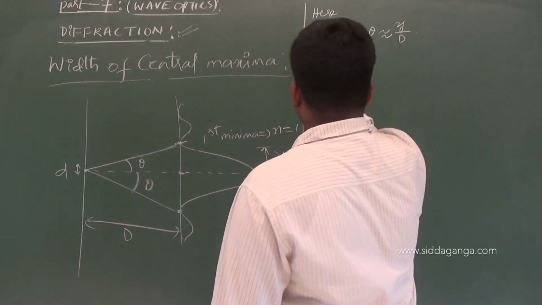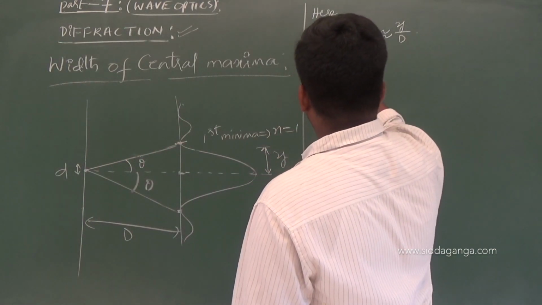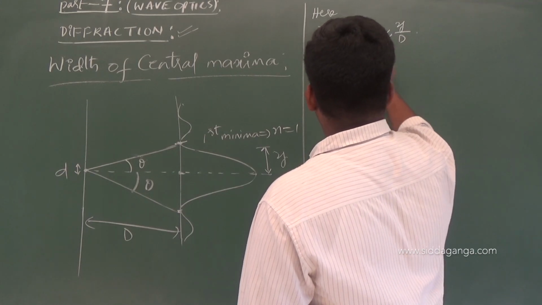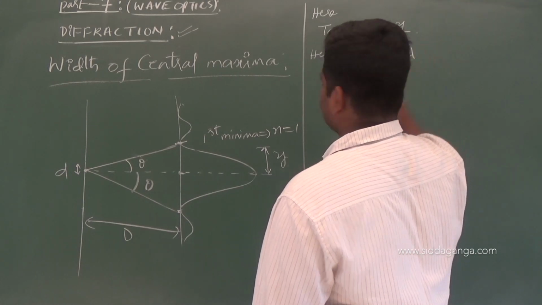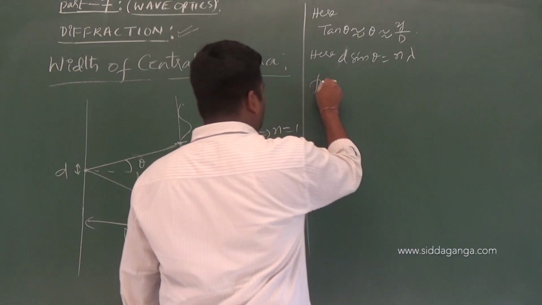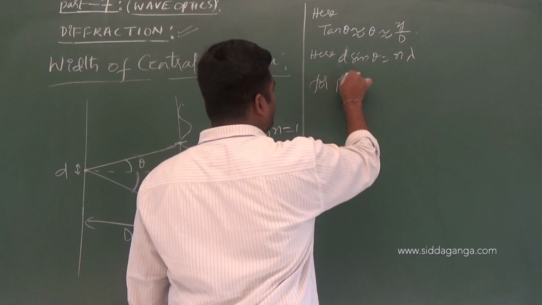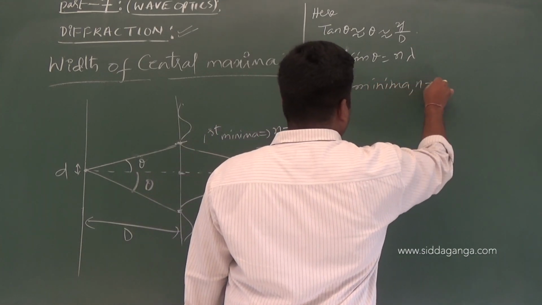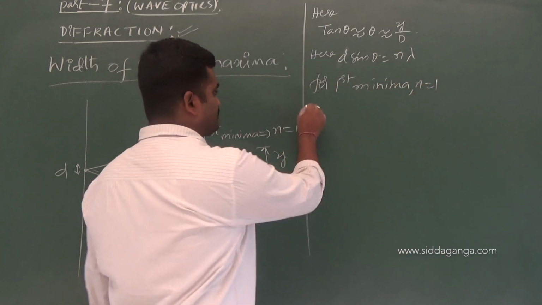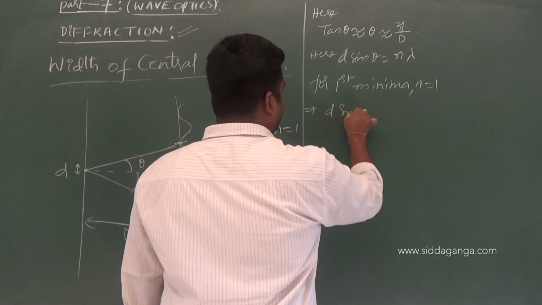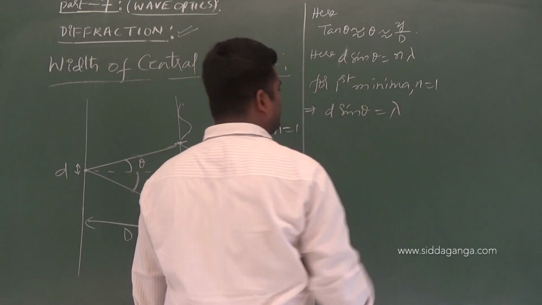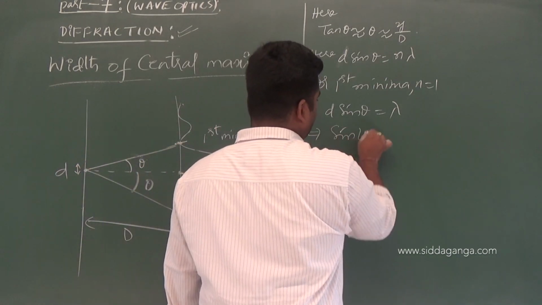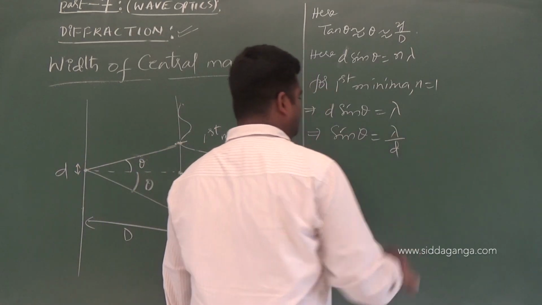Path difference delta x here, it will be equal to d sin theta, equal to n lambda. For first minima, n equals 1. If I substitute, we will get d sin theta equals lambda, or sin theta equals lambda by d.